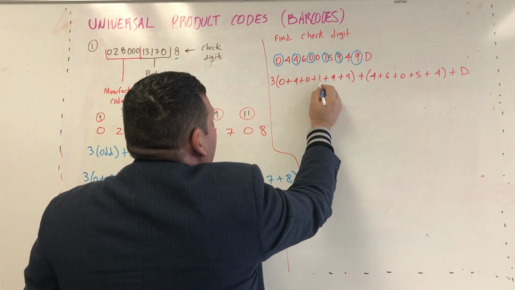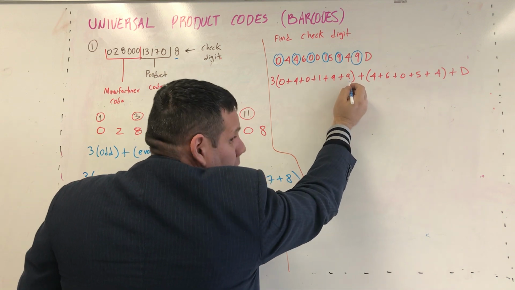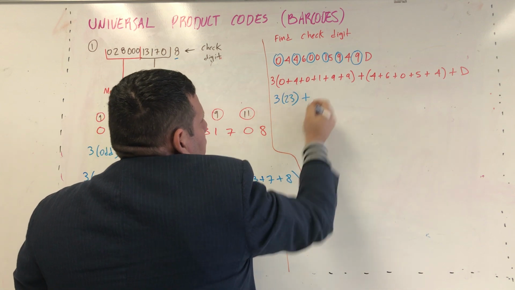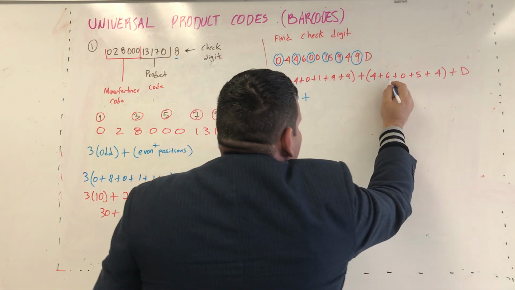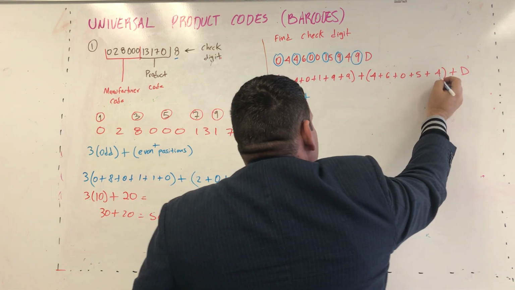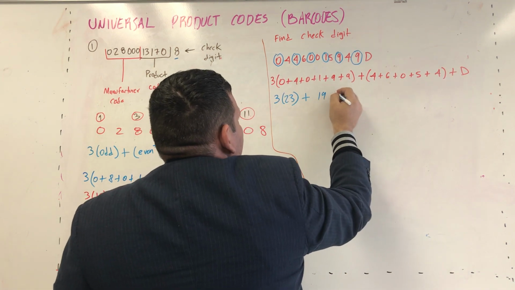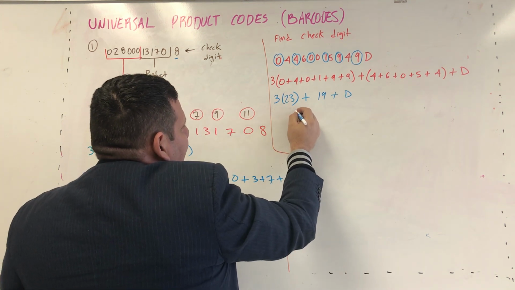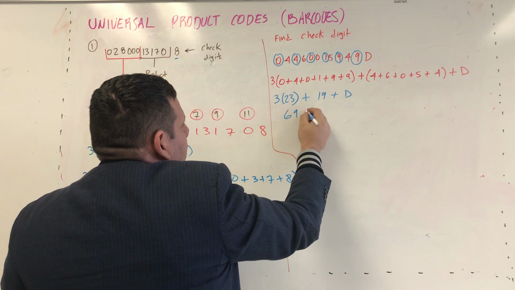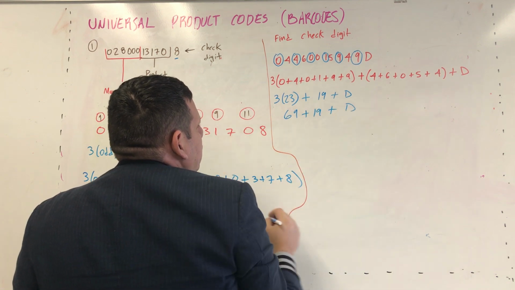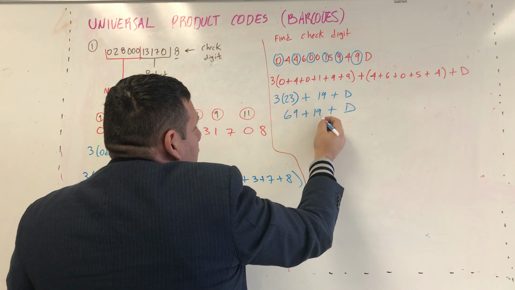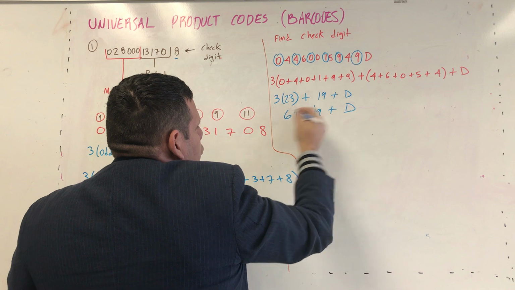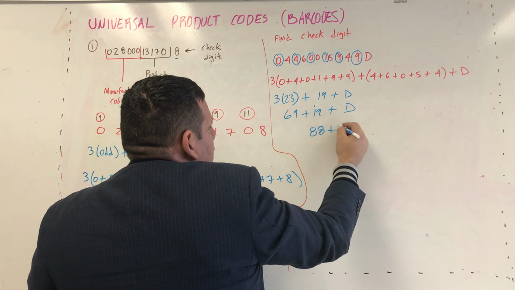4 and 1 is 5. 9 and 9 is 18. 18 plus 5 is 23. So 3 times 23, plus 4 and 6 is 10, plus 5 is 15, plus 4 is 19, plus D. When I multiply 3 times 3, I get 9. 3 times 2 is 6, plus 19, plus D. When I add 9 plus 9, I have 18. I have 1. 1 plus 1 is 2, plus 6 is 8, plus D.